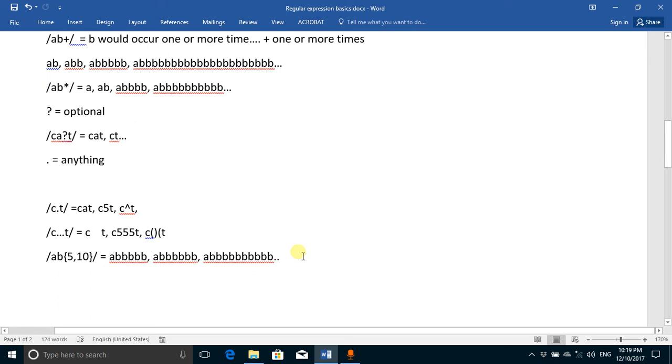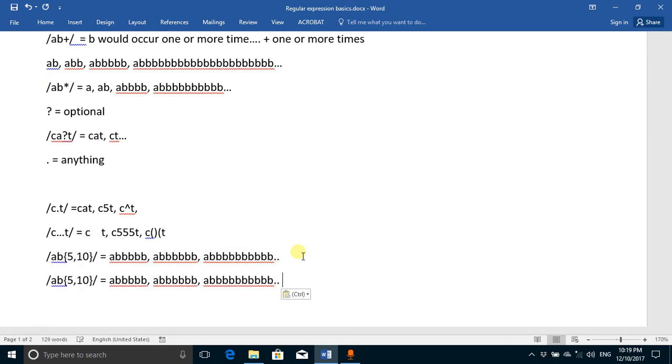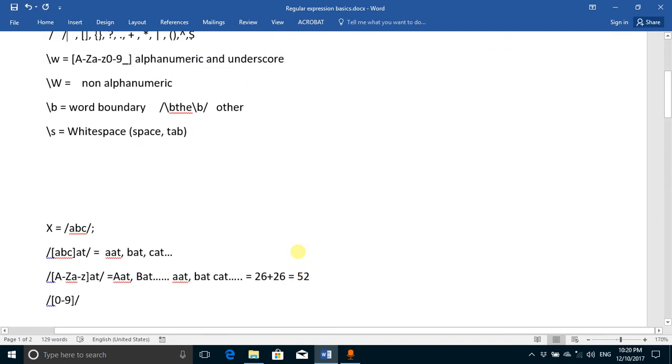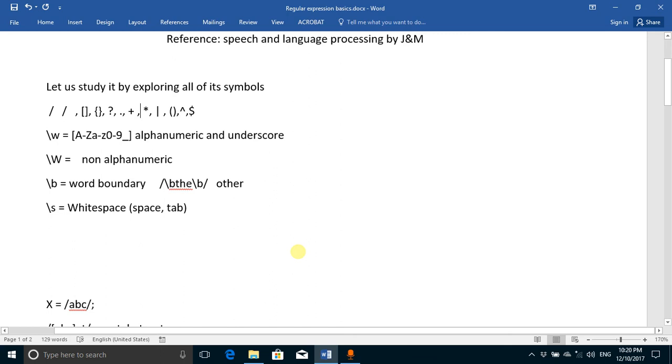And there are also some other variations for this symbol. If I remove the upper limit, it means B must occur 5 times or more than 5 times. And if I remove the lower limit, it means B must occur 10 times or less than 10 times, not more than 10 times. So if B occurs 1 time, 2 times, 3 times, 4 times, 5 times, that will all generate legal words. So this is the curly bracket, and let's check some other symbols that we have not covered yet.